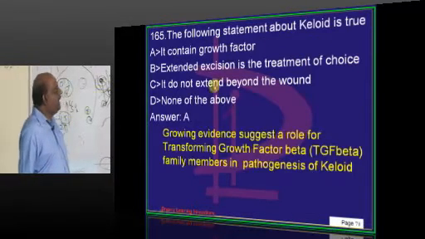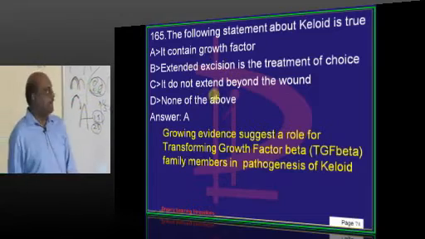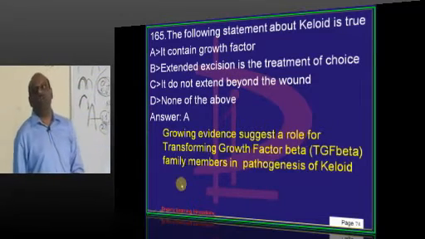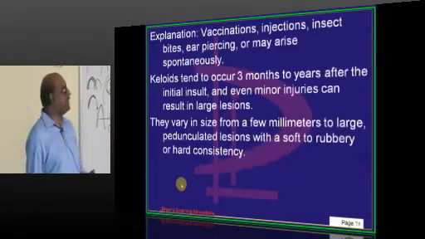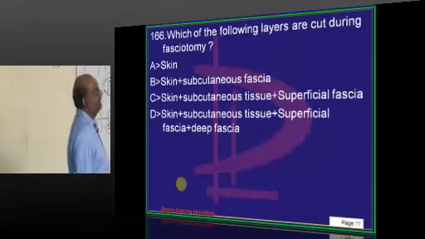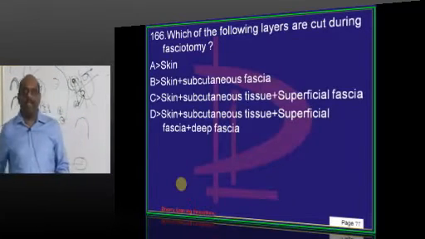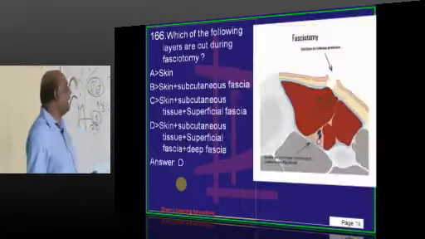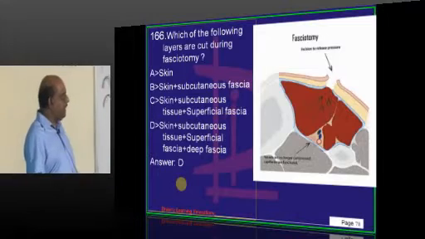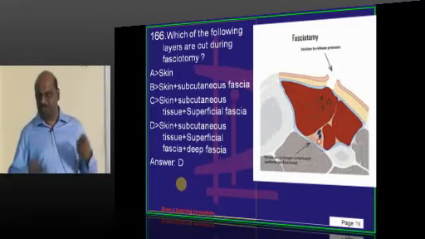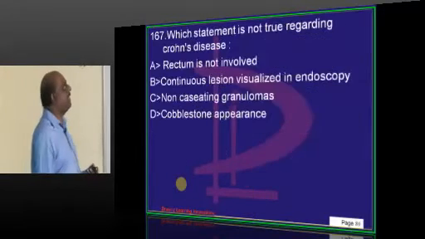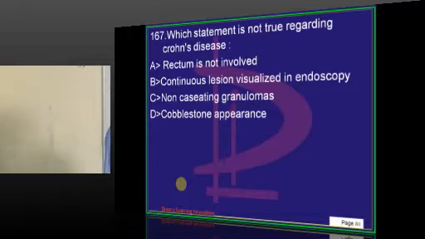Then with regard to the keloid, typically there is a transforming growth factor beta which has got a role in the keloid. Whenever you are cutting and doing fasciotomy, what are you cutting? You are cutting the skin, subcutaneous tissue, superficial fascia, deep fascia. All these structures are the ones which you are basically cutting.